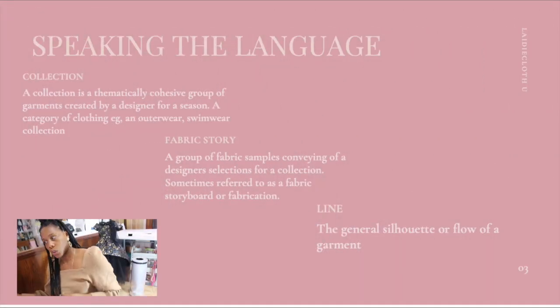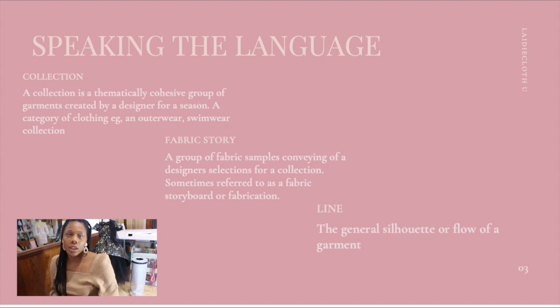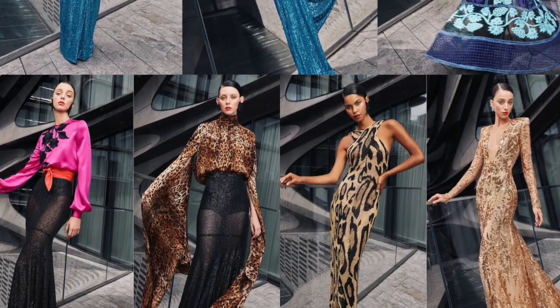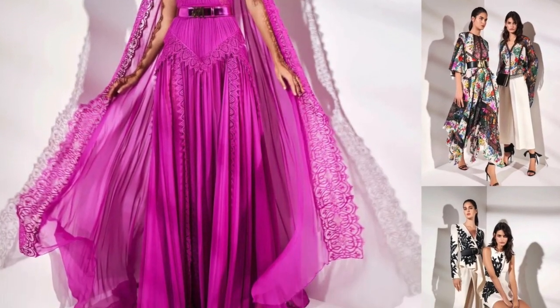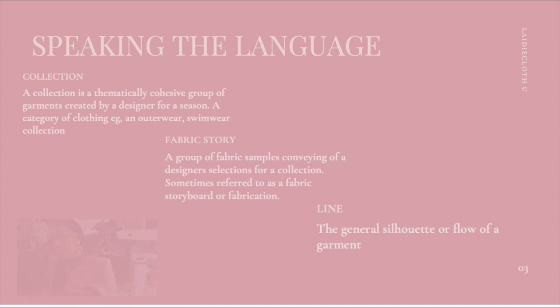Speaking the language. What is some of the lingo that you hear when you hear about collection, fabric story and line? Why are those important terms to make sure that not only you know, but you understand? A collection is a thematically cohesive group of garments created by a designer for a season or a category of clothing, like an outerwear or swimwear collection. It is cohesive, there's a theme going on, and you can see that as each garment precedes the other. There is some sort of collectiveness about it, and you know it's coming from the same imagination.